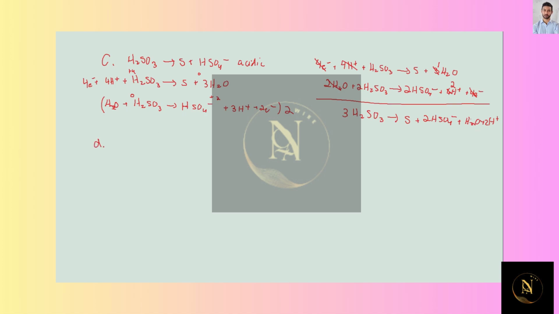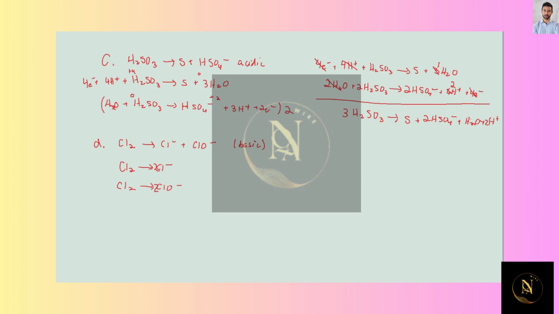Finally, question D. I have Cl2 yields Cl minus plus ClO minus, and this one's going to be under basic conditions. So I am going to start with Cl2 yields Cl minus, and then Cl2 yields ClO minus. All right, first I'm going to balance for elements. This has 2 chlorines, so I need a 2 here. Same thing here. This has two chlorines, so I need to put a 2 here.